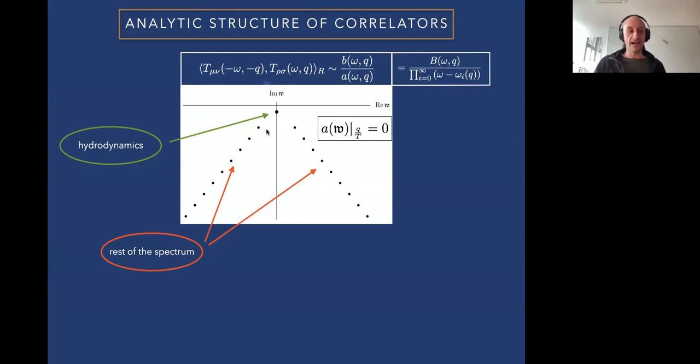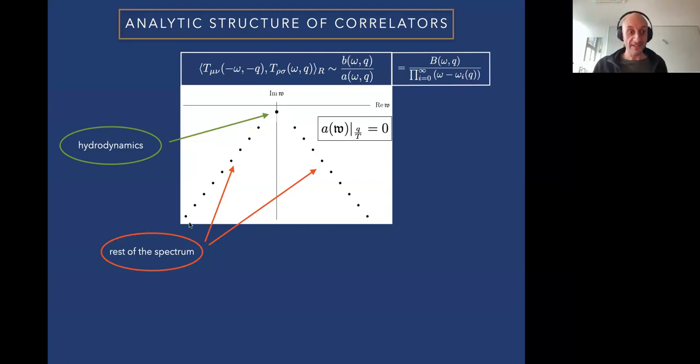So specifically, hydrodynamics here describes the behavior of the lowest pole. Okay, the lowest meaning it's the closest to the origin of zero frequency. So hydrodynamics describes this pole here. This is a diffusive pole. I'll mainly be looking at diffusion, but let's save this for later.